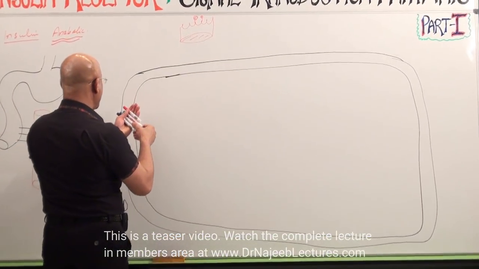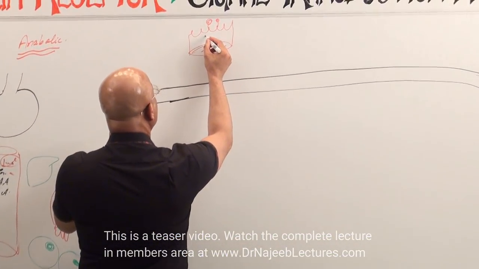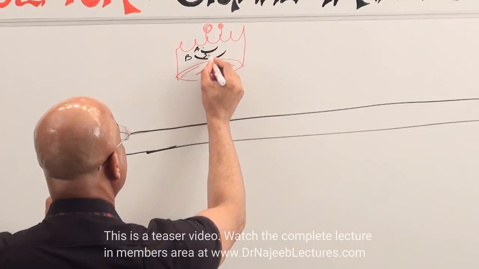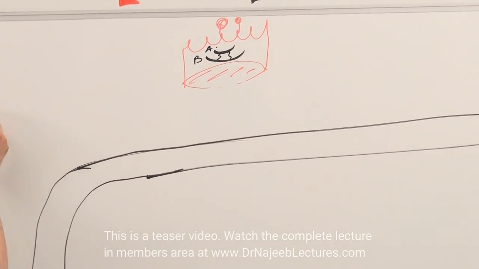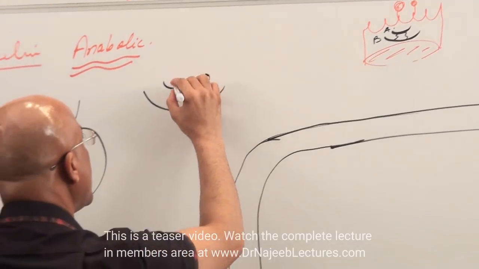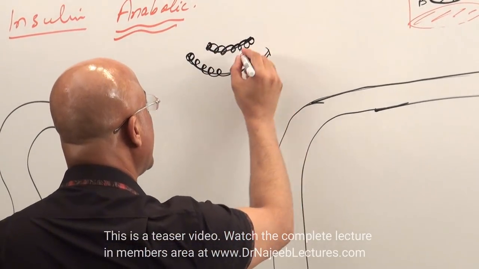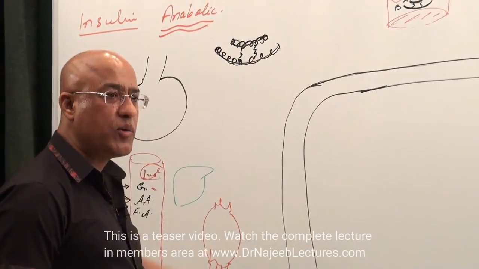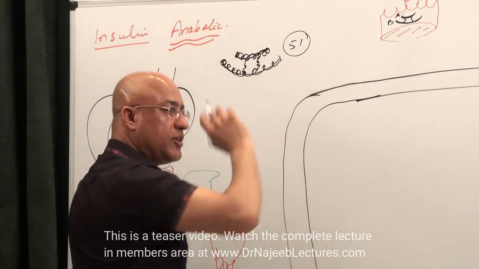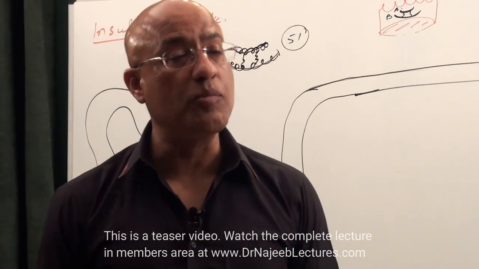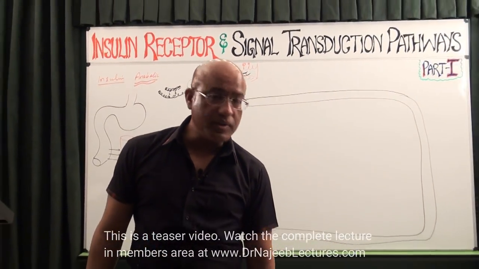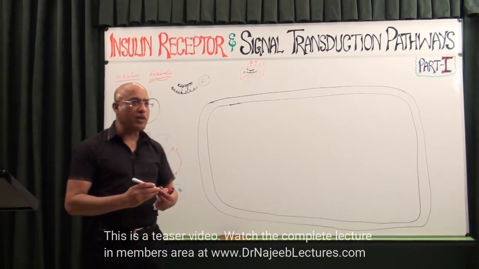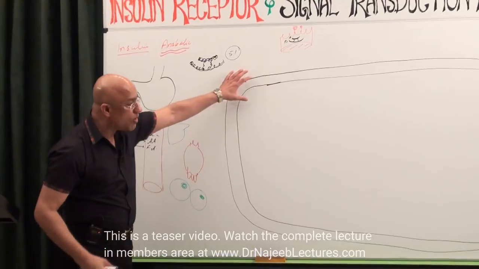Actually, insulin has two chains, chain A and chain B, held together by a disulfide bond. This insulin molecule is a chain of amino acids, 51 amino acids in total. Many of these amino acids are highly charged. If these amino acids are charged, it means the insulin molecule is polar. If the insulin molecule is big and polar, can it dissolve into membranes?